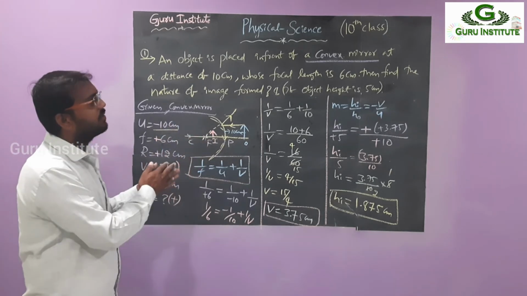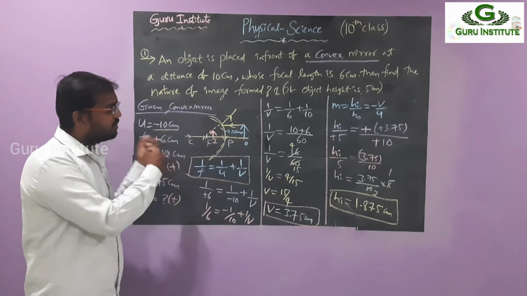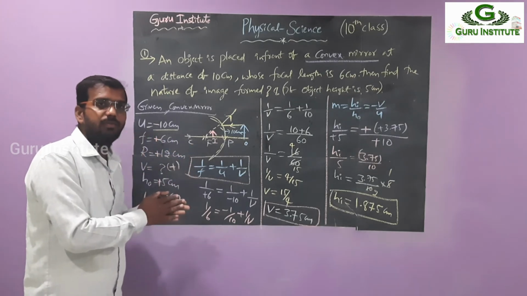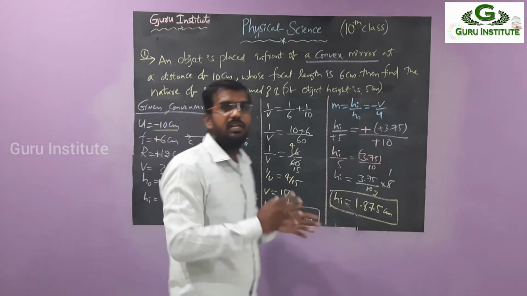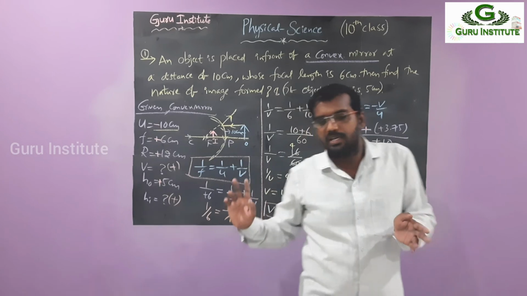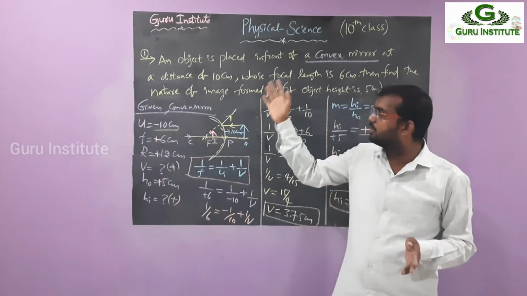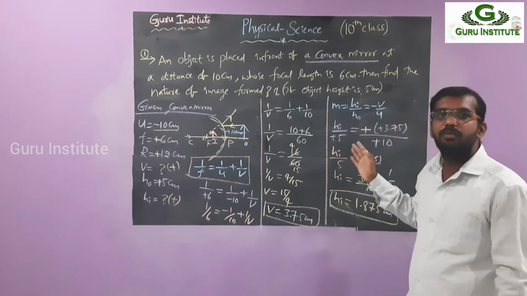So this is about concave and convex. Only two types are there. Only this type of problems will come for either 2 marks or 1 mark. If you are giving the total one, in some cases it is given for 4 marks also. This is the simple way of solving the problem.